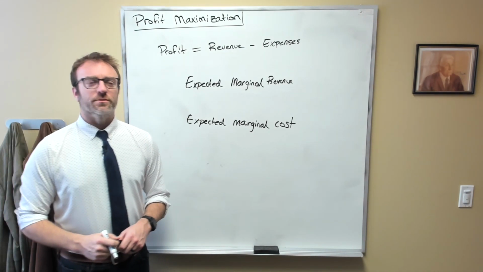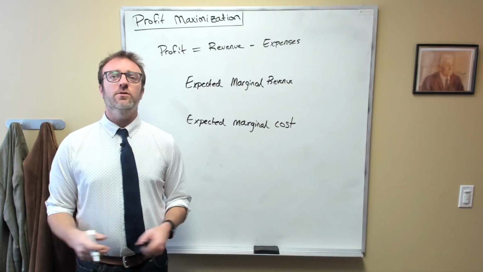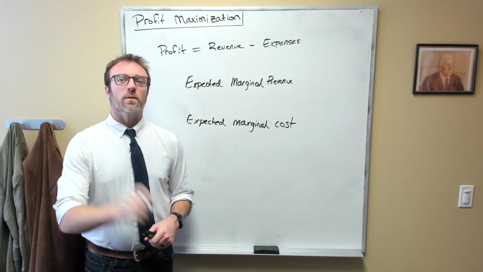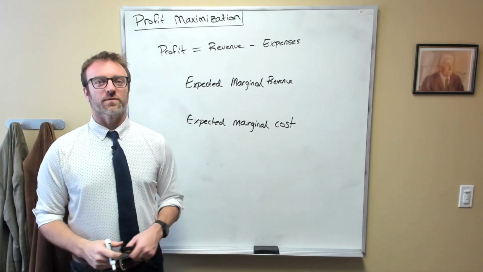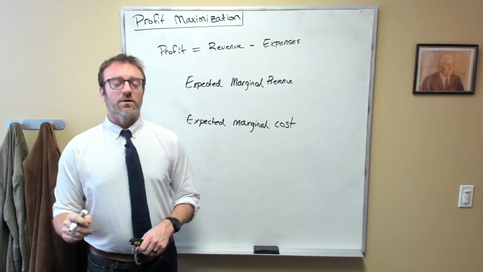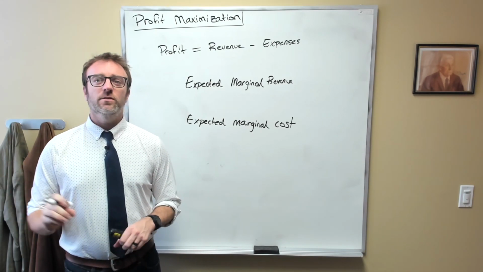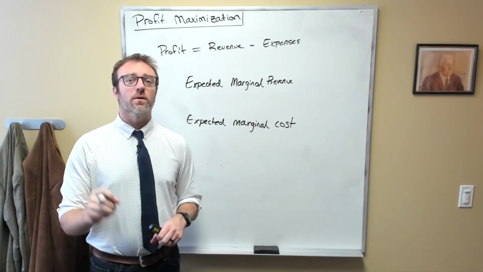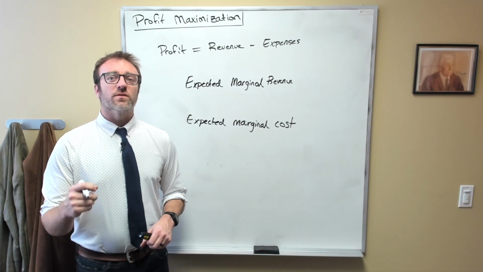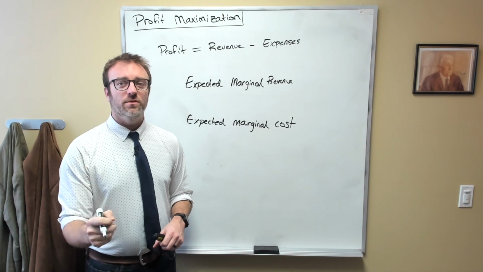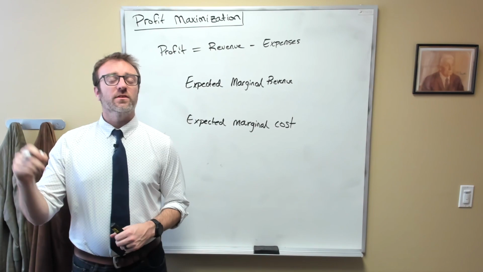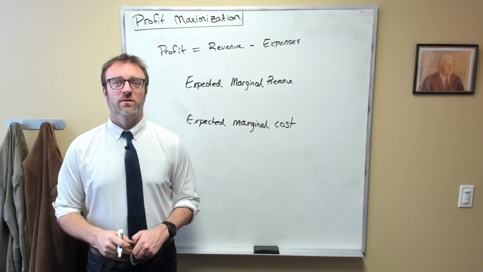So how much do you produce? Well, you want to continue producing until the marginal revenue is equal to the marginal cost. Intuitively, this makes sense. You would want to continue producing a product, no matter what it is, until you are no longer covering your costs. Or, another way to say this, you produce until the cost of producing the last unit is equal to the additional revenue you receive from having produced that last unit.